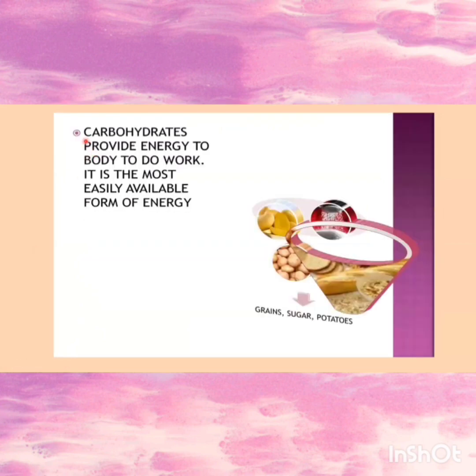Come to the first, that is carbohydrate. Carbohydrates provide energy to body to do work, and it is the most easily available form of energy. The sources of carbohydrates are grains, sugar, and potatoes. Children, carbohydrates are of three types, that is sugar, starch, and cellulose. But sugar and starch make the major part of our food.